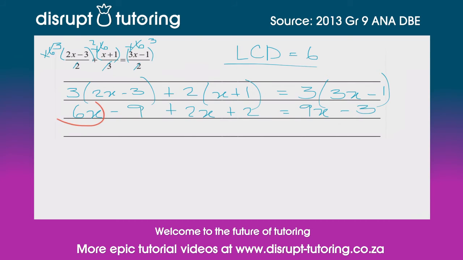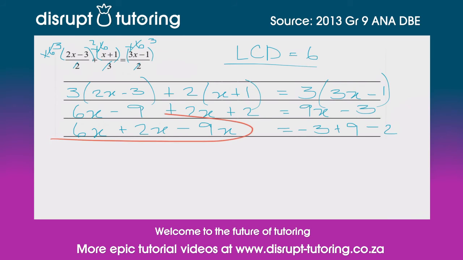Right, now, as we always do, we need to collect all of our variables on one side and all of our numbers on the other side. I'm going to keep my x's on the left-hand side, so I'm going to say 6x plus 2x. And I'm going to bring my 9x across to the left-hand side, which will make it a negative 9x. And that equals, on the right-hand side, the minus 3. I need to take this minus 9 across, which will become a plus 9, and I need to take this positive 2 across, which would then become a negative 2.